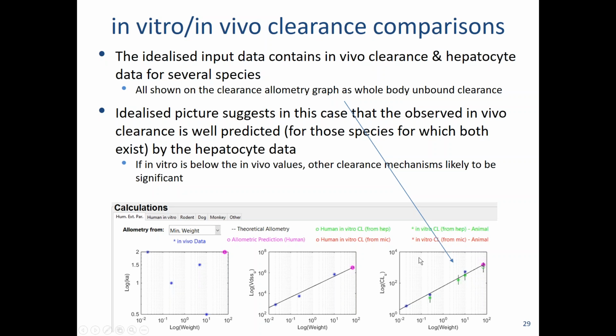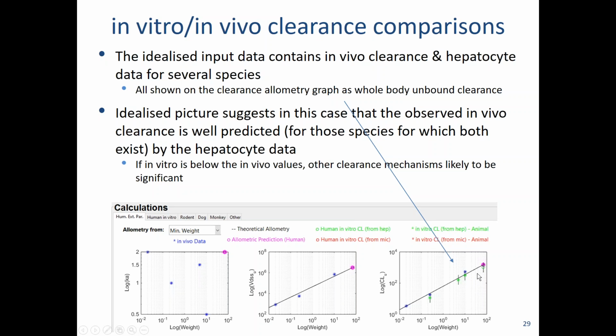Okay, one thing that the tool does for you, which is nice, is that on this allometric graph here, it adjusts all of the clearance estimates onto the same allometric scale, so you can see how the in vitro estimates compare with the in vivo estimates. Obviously, being an idealized data set, it looks as though all these estimates are pretty much in line with each other. Not always the case.